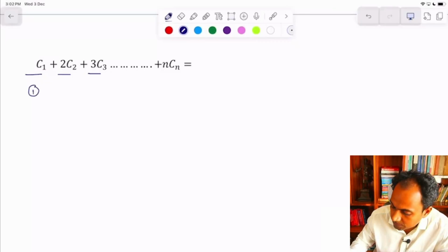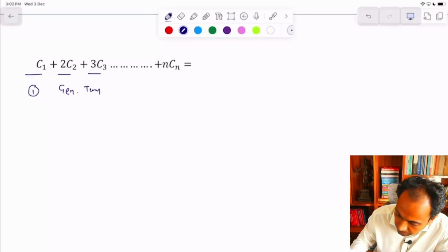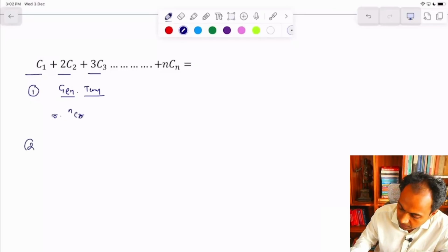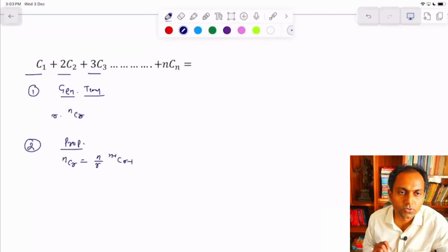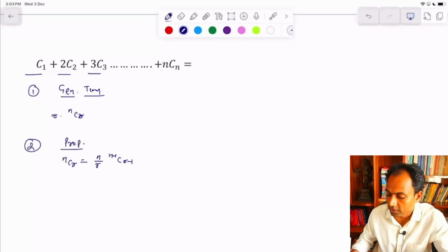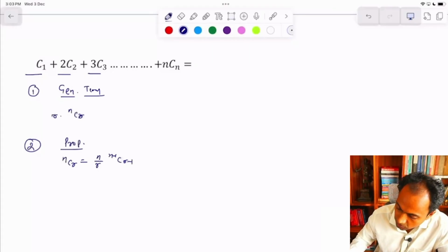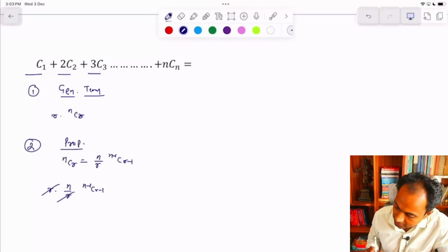If I want to do my first part, I will first write my general term. This is my first step. The general term in this case will become R into NCR. In the second one, I am going to apply a property. So what is the property I am going to apply? NCR is equal to N by R, N minus 1, CR minus 1. So there are 2-3 properties that are especially important. Now, if I substitute this value in the general term, my general term becomes N by R, N minus 1, CR minus 1, R gets cancelled out.